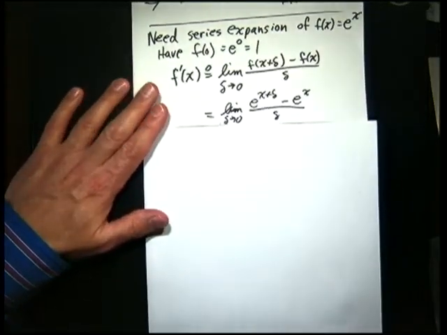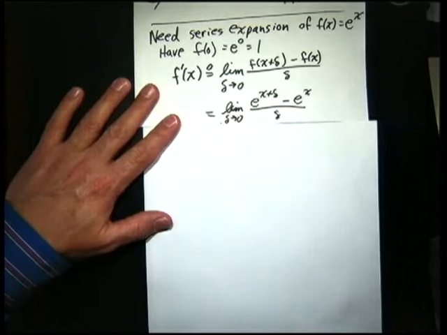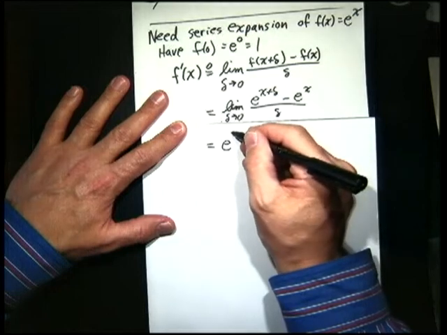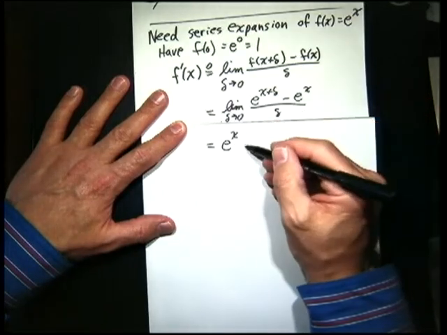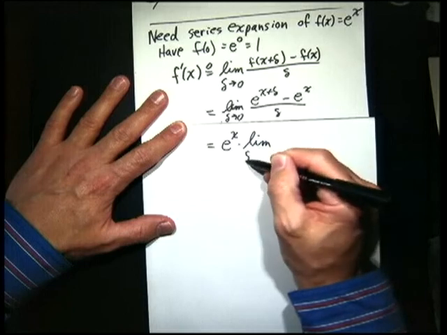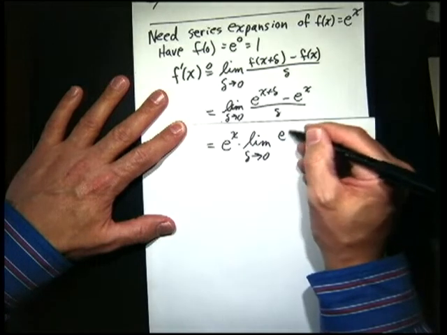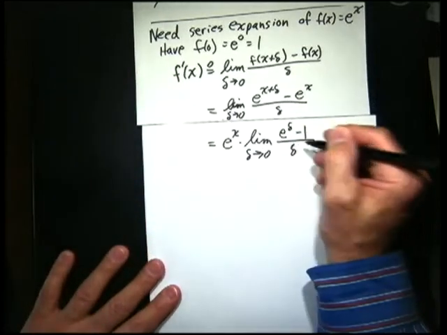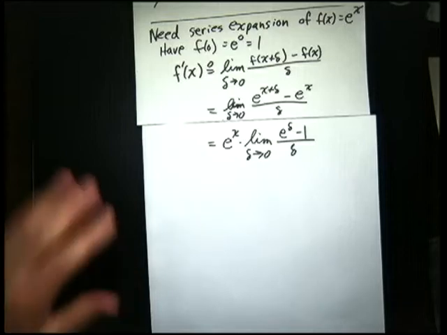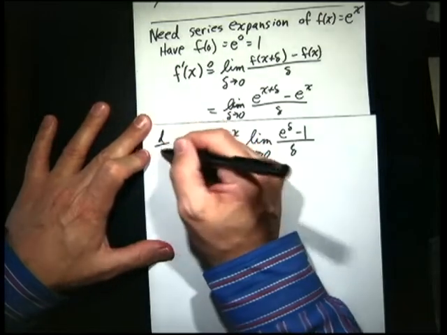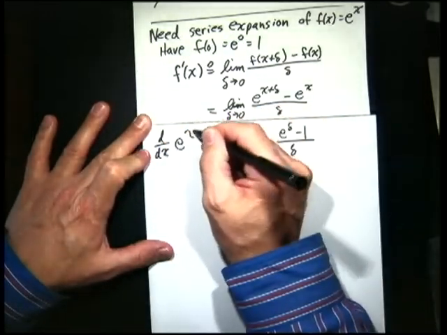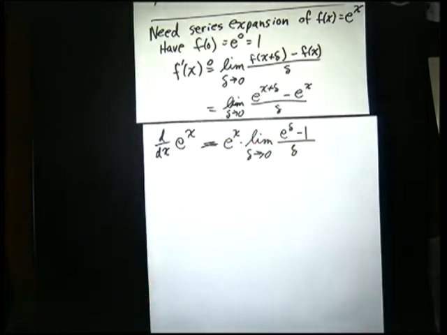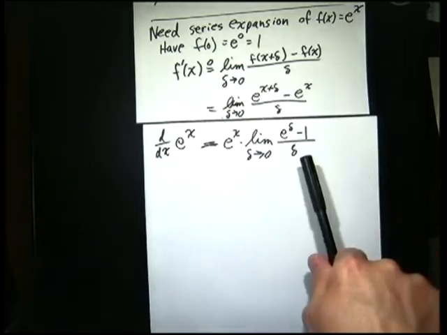So using properties of exponents, we can factor e to the x out of all this. We can say that's equal to e to the x times the limit as delta goes to 0 of e to the delta minus 1 over delta. And I can write this out more explicitly by saying the derivative with respect to x of e to the x we derived is equal to e to the x times the limit as delta goes to 0 of e to the delta minus 1 over delta.